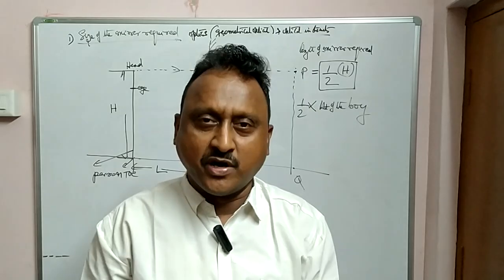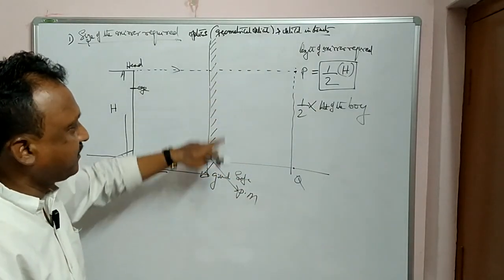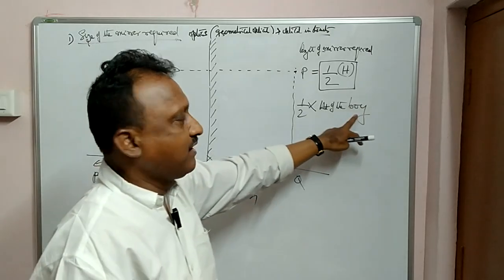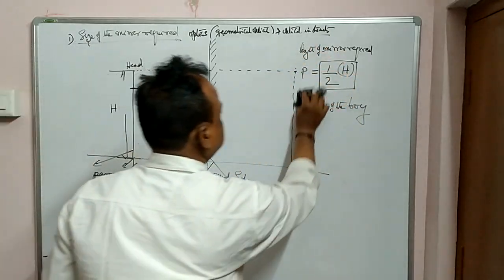This is the first and important question regarding MSET. So how much height is required for the mirror? Half of the height of the boy or a girl. Clear? Let us go to the next one.